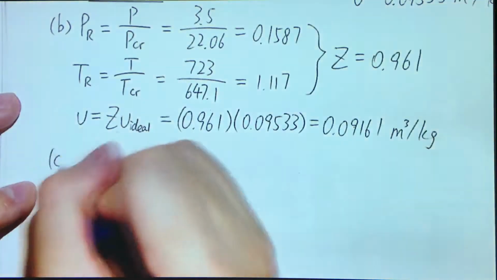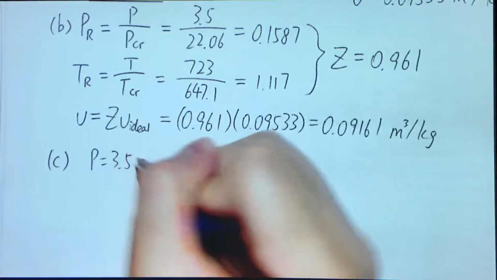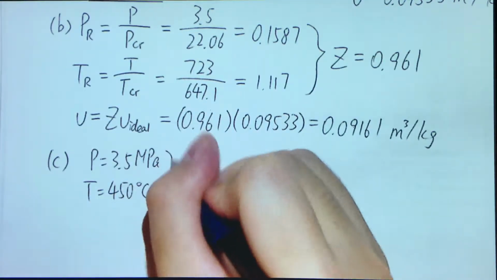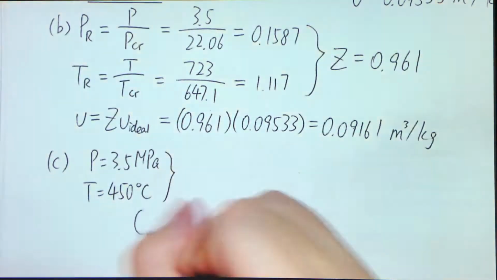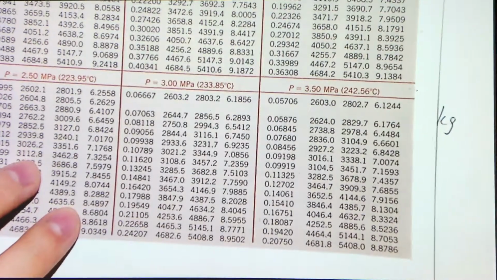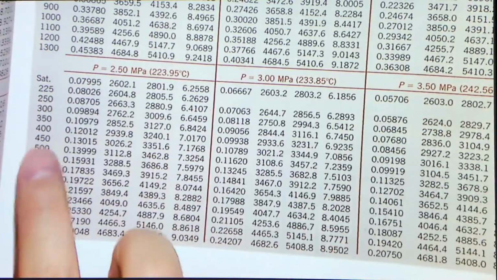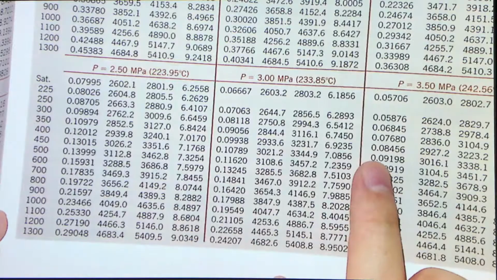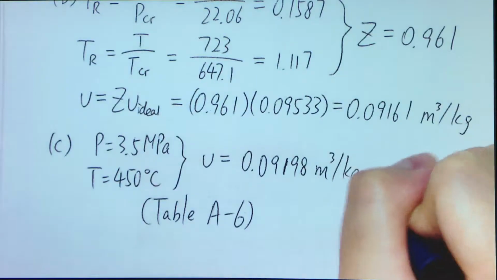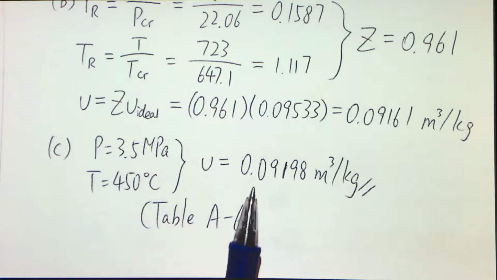Finally, we can get the actual data from the steam table. So we have the pressure equal to 3.5 megapascal and T equal to 450 degrees C, and we can get the actual value from the steam table, that means table A6. So from table A6, you will find that for 3.5 megapascal and a temperature of 450, we get 0.09198 meter cube per kg. So this is the actual value.